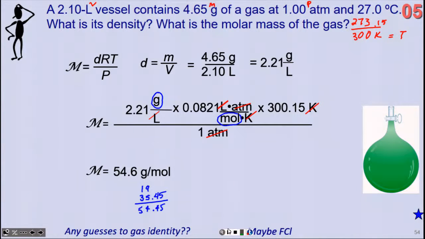Okay, so that's a couple quick examples of how molar mass and density can be derived from information that we combine with the ideal gas law to make some easy calculations.